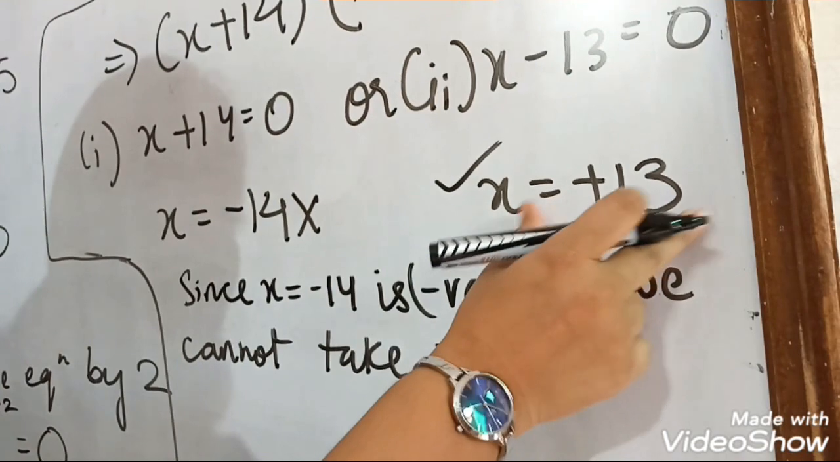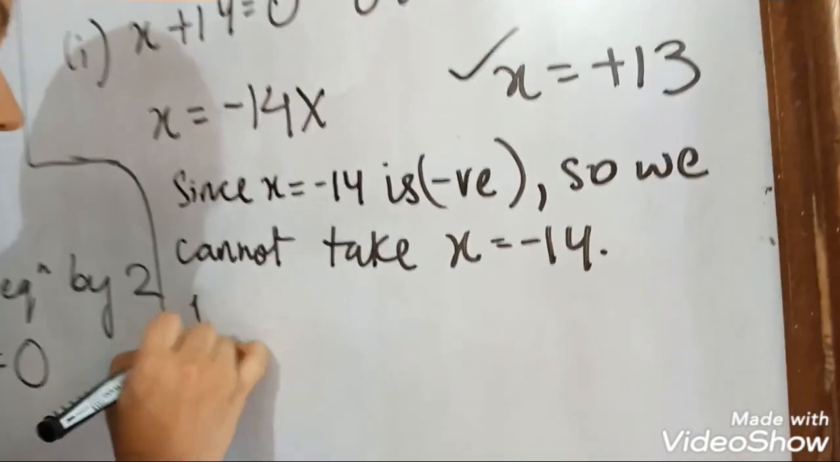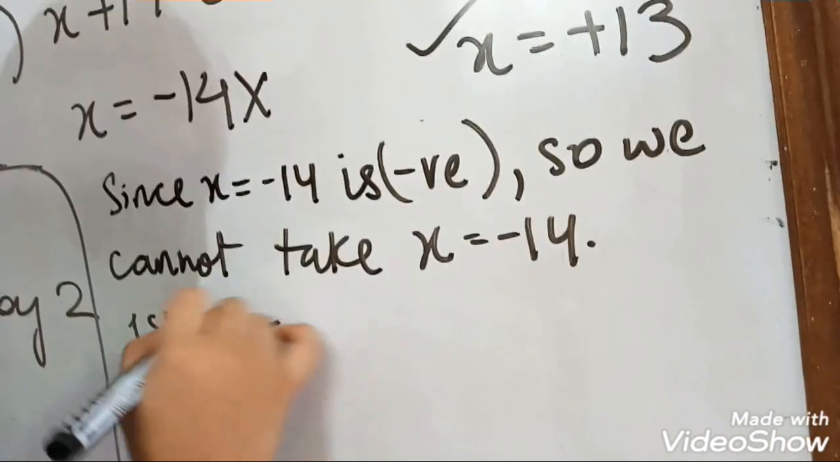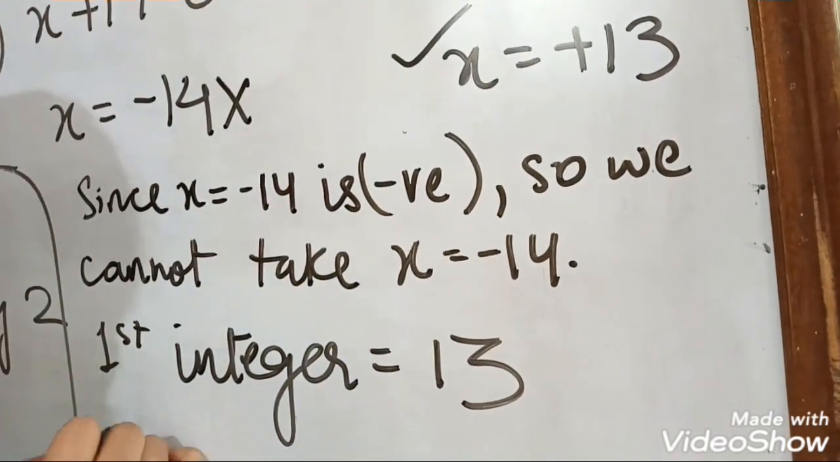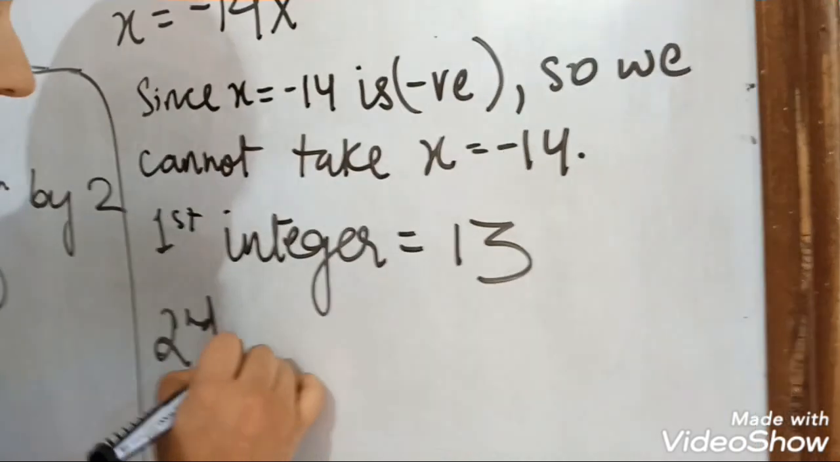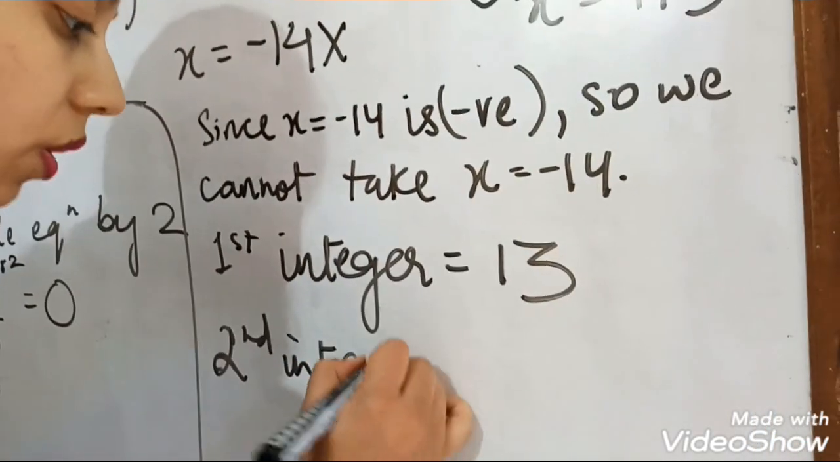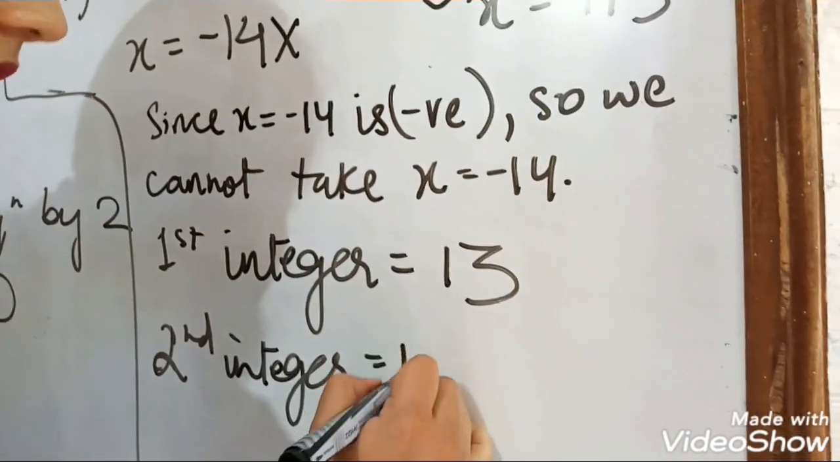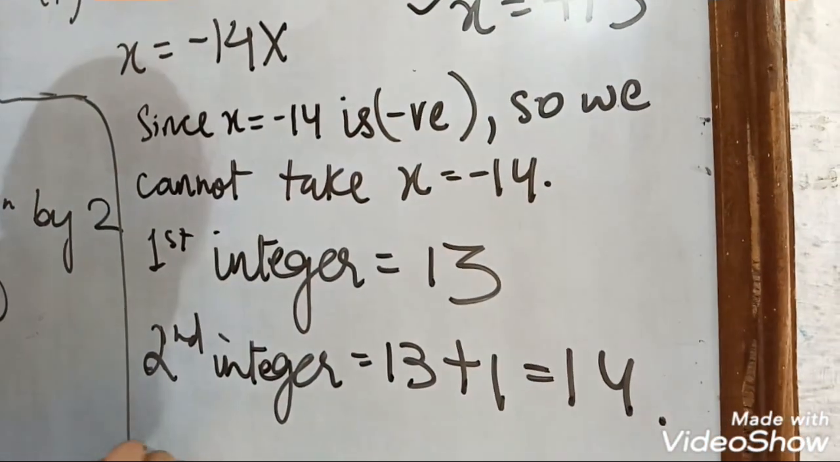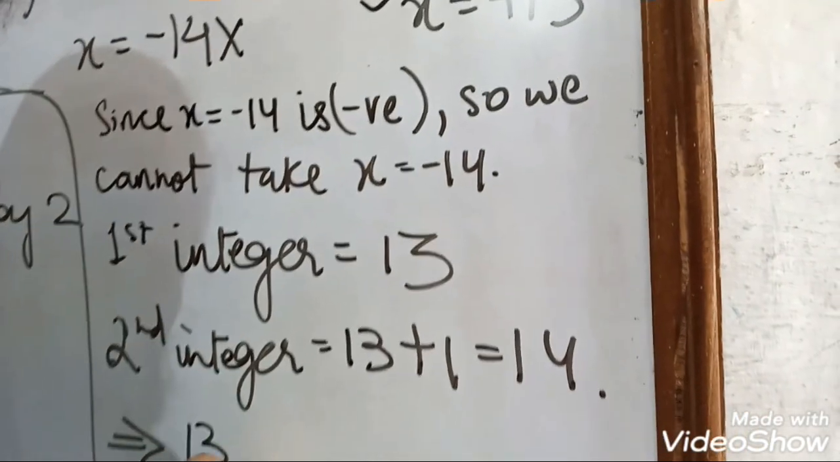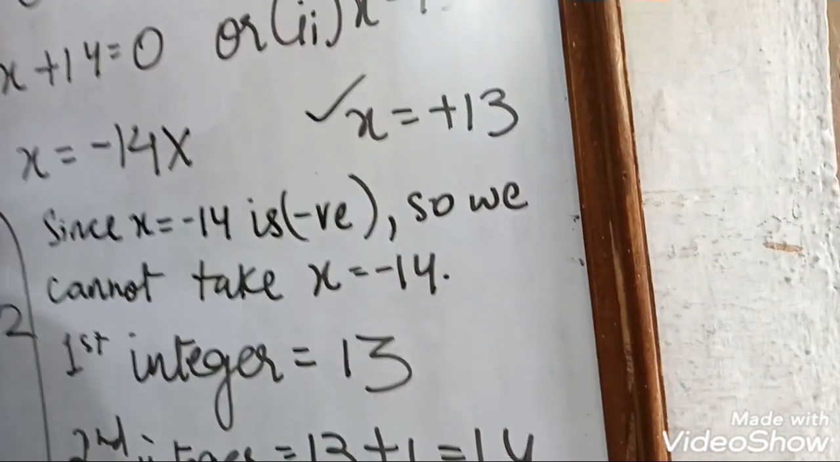So what are we left with? X equals to 13. So over here the first integer is 13. The second integer is how much? The second integer will be 13 plus 1 which is equals to 14. So the two numbers are 13 and 14.